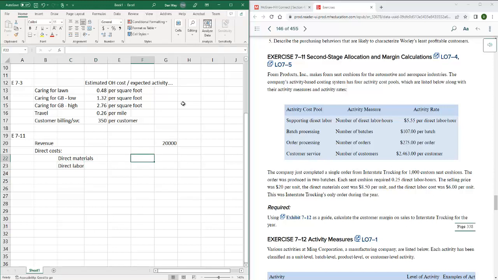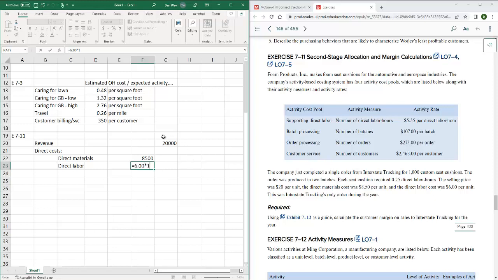So direct materials costs we know to be $8.50 per cushion. And again, they made one order in this year, and that was for 1,000 cushions. So direct materials cost $8.50 times 1,000. Direct labor, let's see what happened here. We knew this to be 0.25 direct labor hours to do one cushion here. And they already told us that the direct labor cost for that quarter hour was $6 per unit. So we didn't even need to worry about a wage rate, although we could figure out what that is.